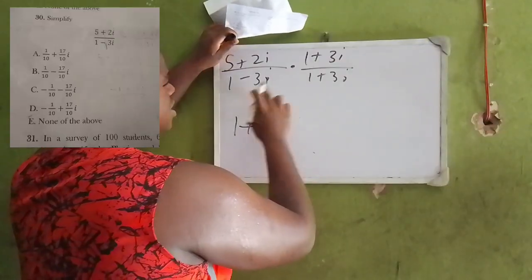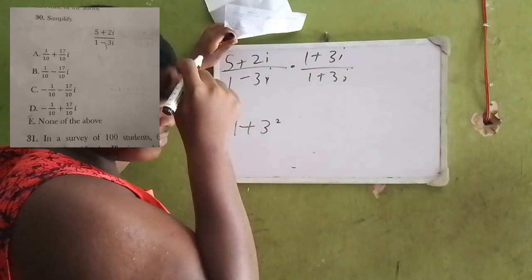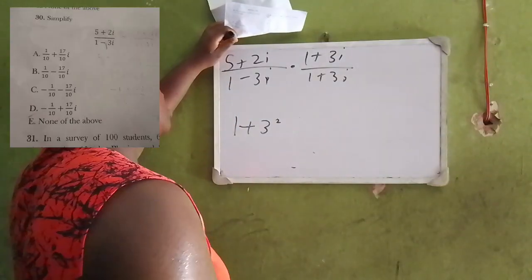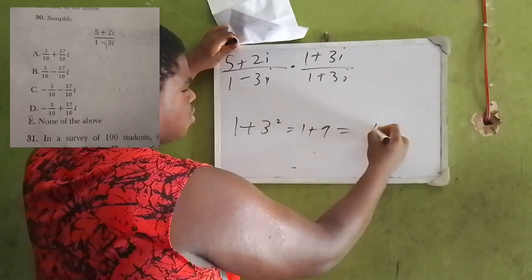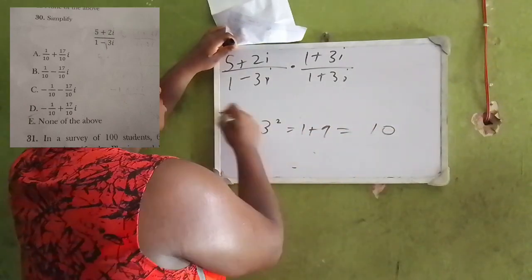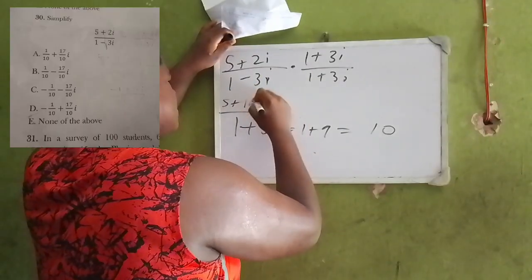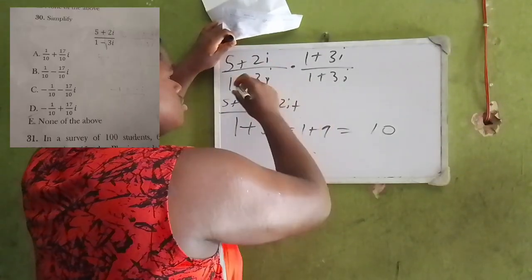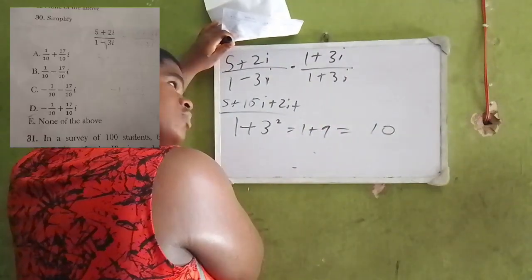And the final one, we have minus 3i times 3i, that is minus 9i squared. And i squared is the same thing as minus 1, so that gives plus 9. That is 1 plus 9, which is equal to 10. So for the numerator, we have 5 times 1, that is 5, plus 5 times 3i, that is 15i. 2i times 1 is plus 2i. 2i times 3i is 6i squared, which is the same thing as minus 6.